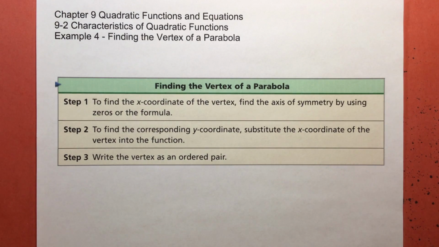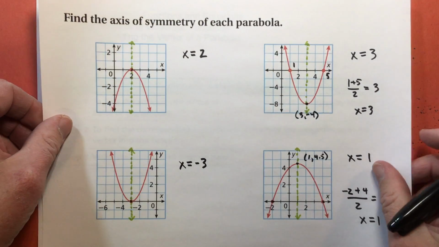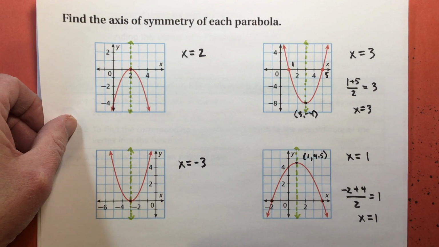In this video, we are going to find the vertex if I have y equals ax squared plus bx plus c, right? And this is the main idea. I'm going to go back. You've seen this before. This is the main idea.